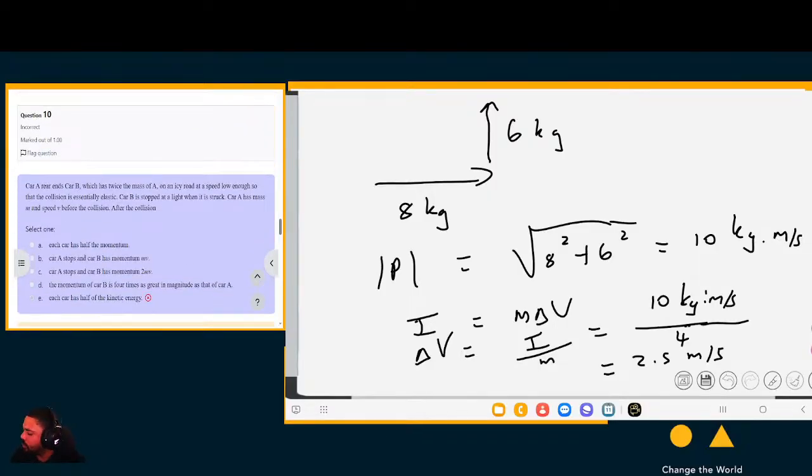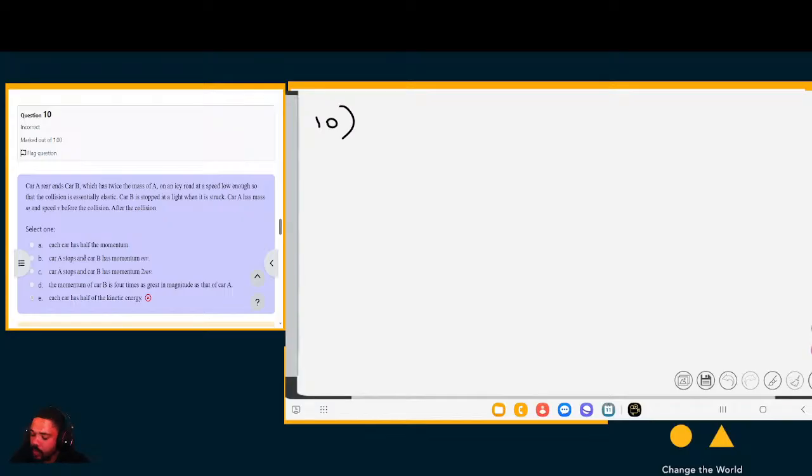Now, question number 10. Sorry for that big mix up in the beginning. Question 10: a car A rear ends car B, which has twice the mass of A. So we have two cars. Car A bumps into car B, which has twice the mass of car A, on an icy road at a speed low enough so that the collision is essentially elastic. Car B is stopped at a light when it is struck.